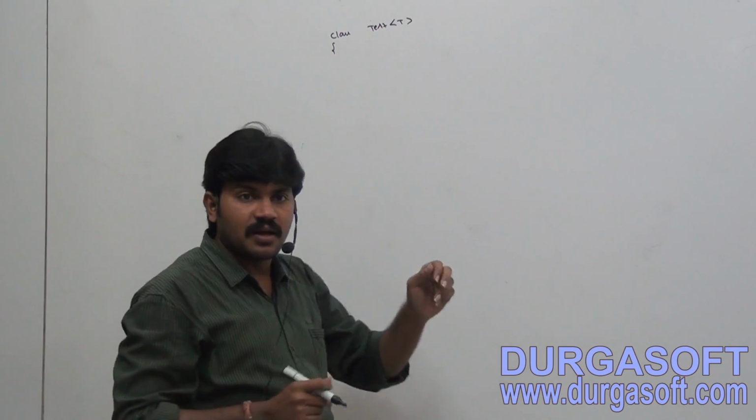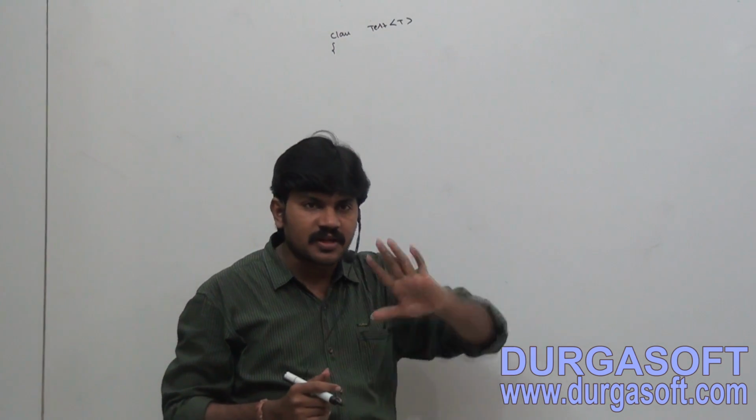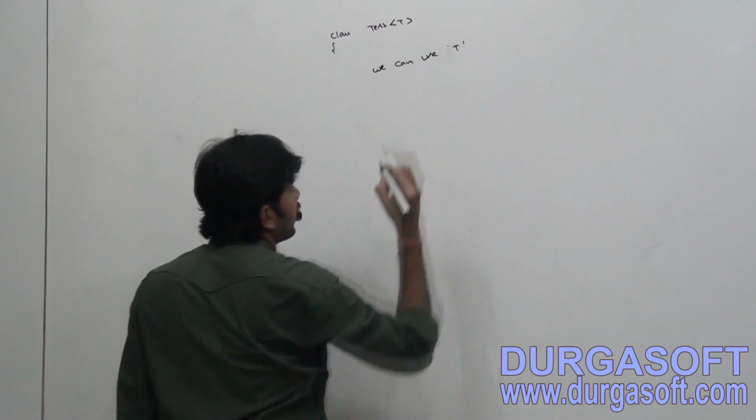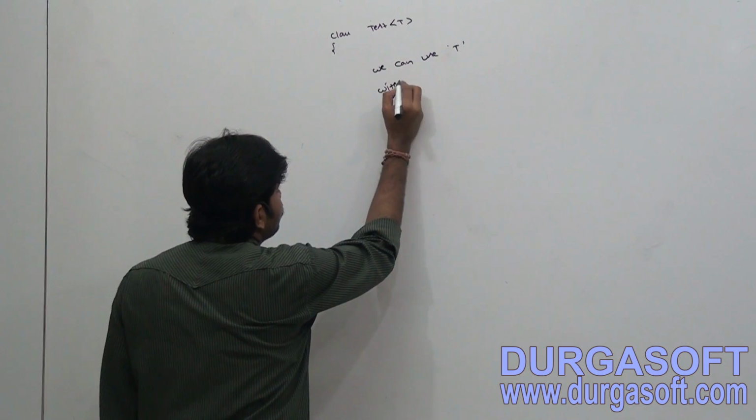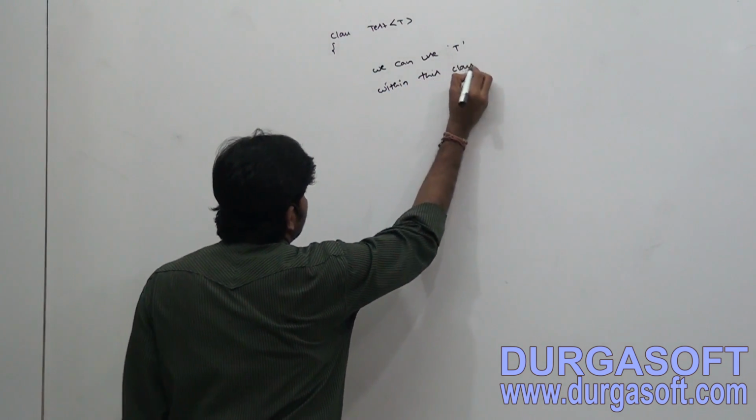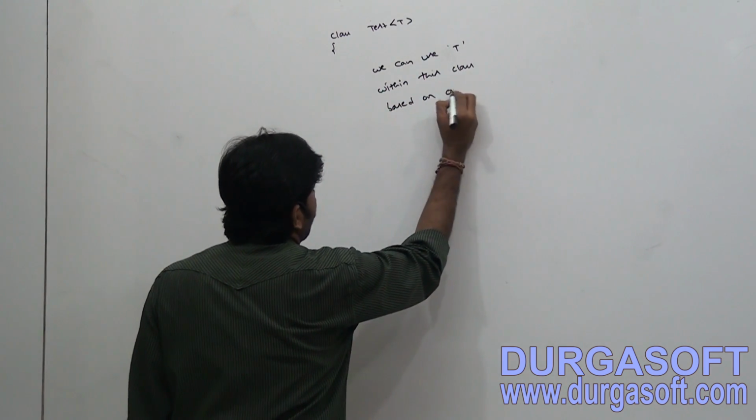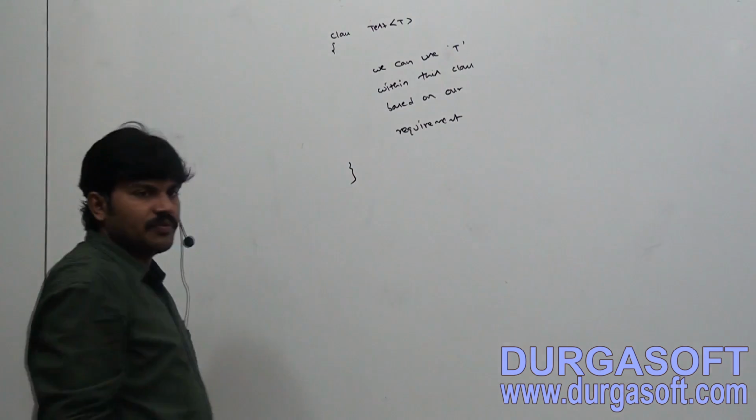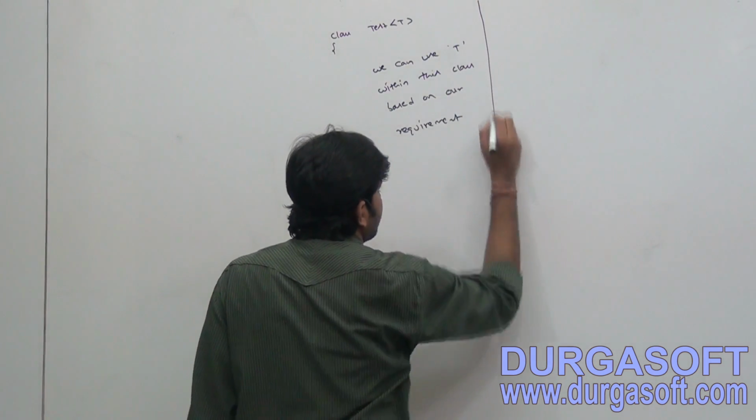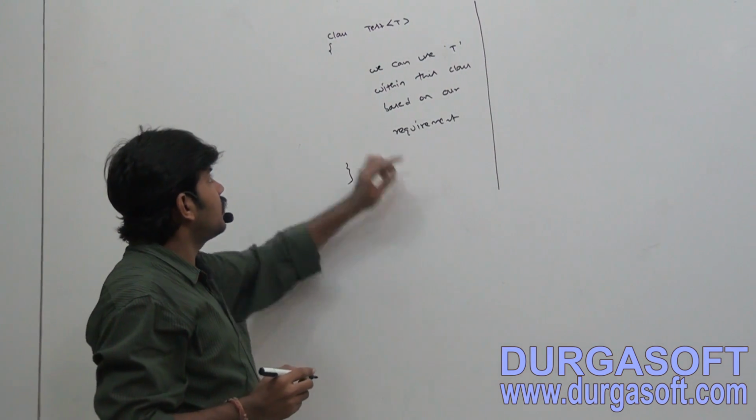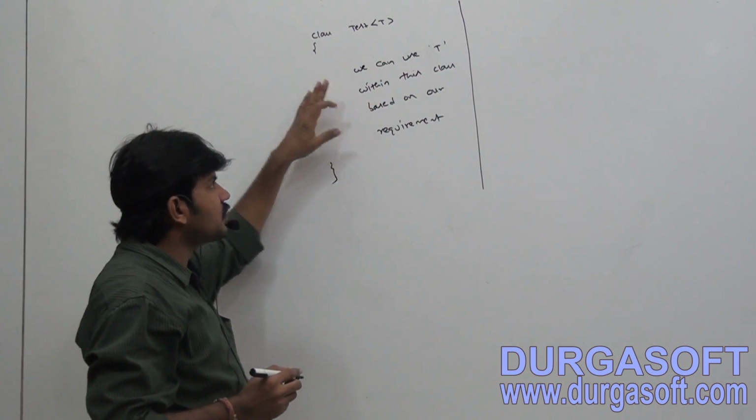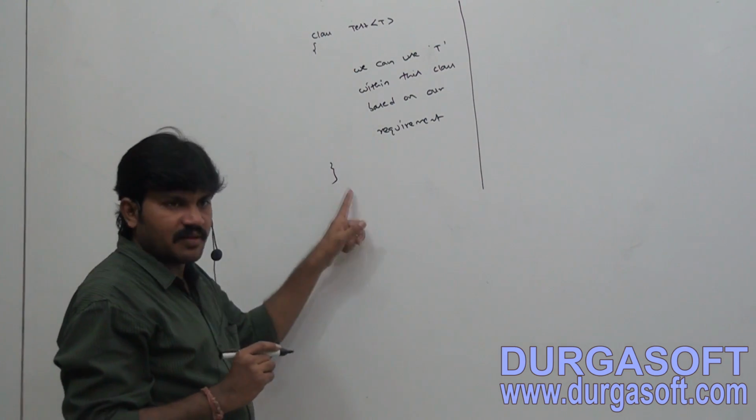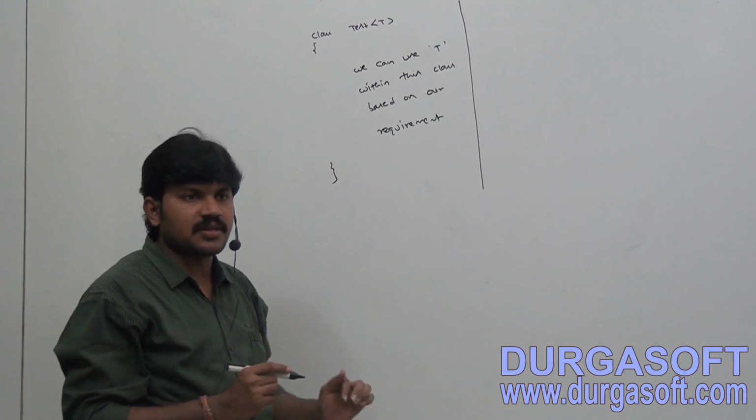Where do we declare the type parameter? We declare the type parameter at class level, and we can use T within this class based on our requirement. Declaring a type parameter at class level, a parameterized class, is nothing but a generic class.